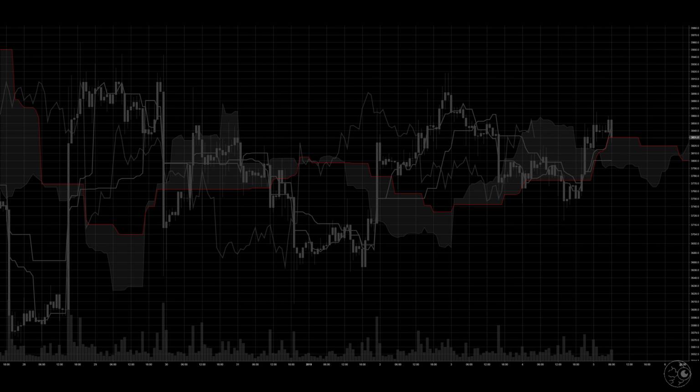Next we have Senkou Span B. Senkou Span B is calculated by the highest high plus the lowest low divided by 2, calculated over the past 52 time periods and plotted 26 periods ahead, just like Senkou Span A. It's also referred to as Leading Span 2. This line forms the other edge of the Kumo cloud.